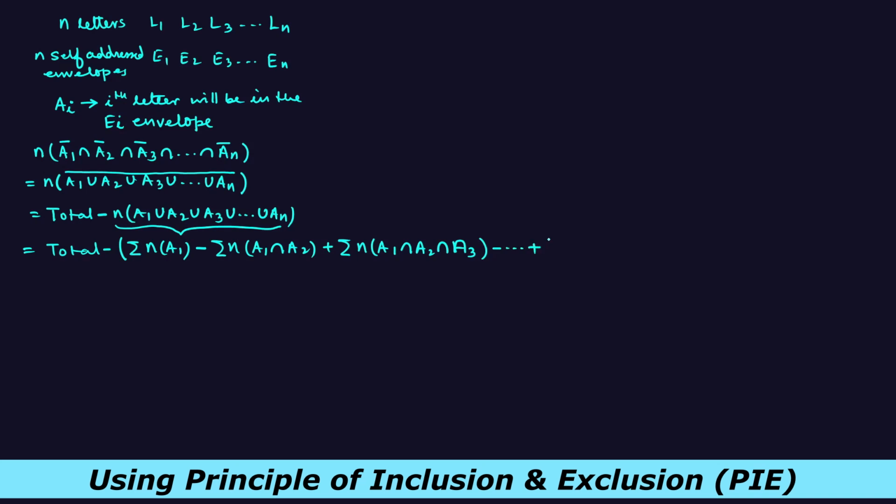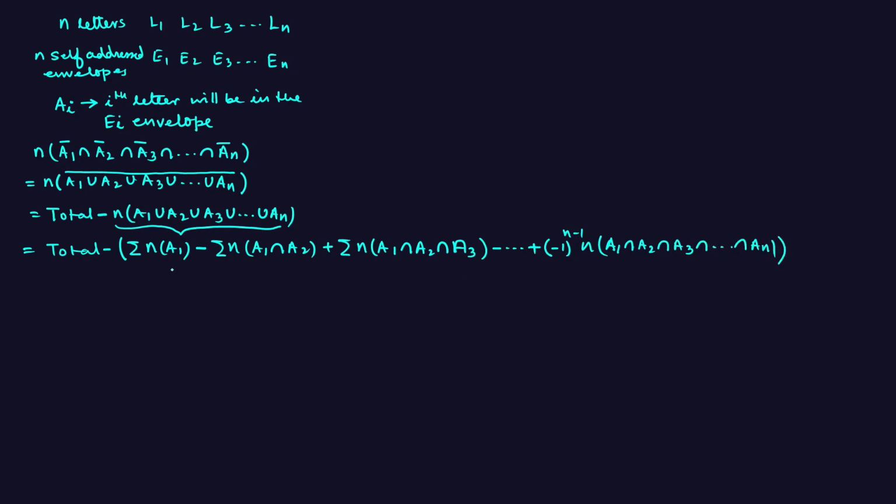The last one will be minus 1 to the power n minus 1, N of, n means the cardinal number of that set. So A1 and A2 and A3, and this thing goes on till AN. So this is the total number of ways in which all the letters are placed in wrong envelope, which is your A1 bar and A2 bar and A3 bar, so on, AN bar.